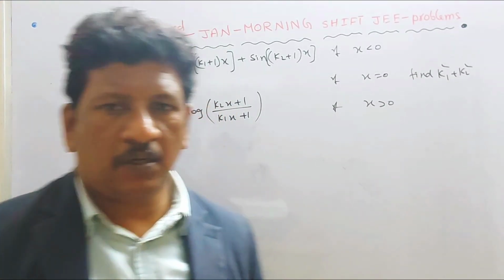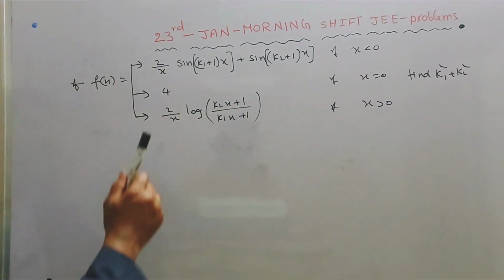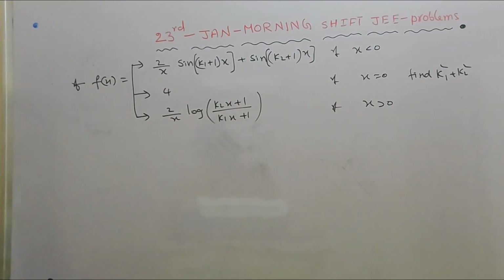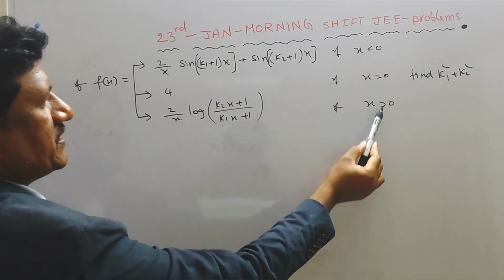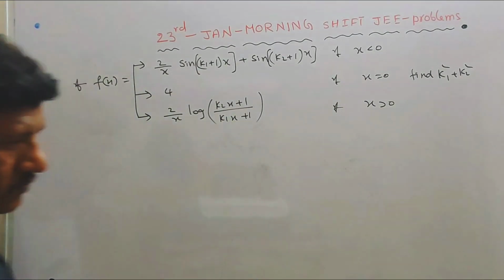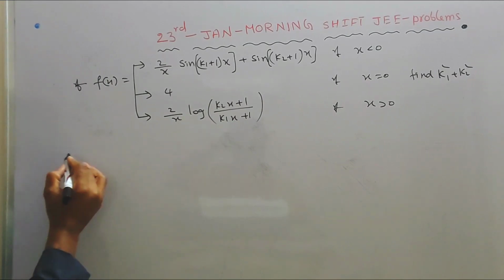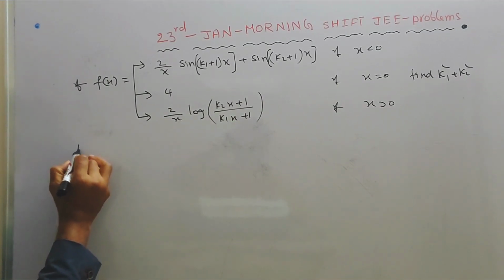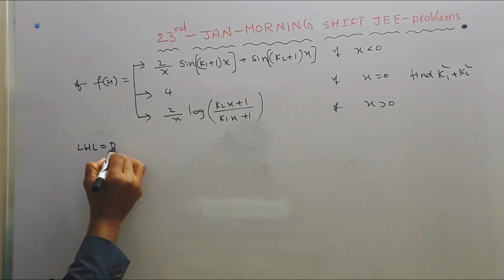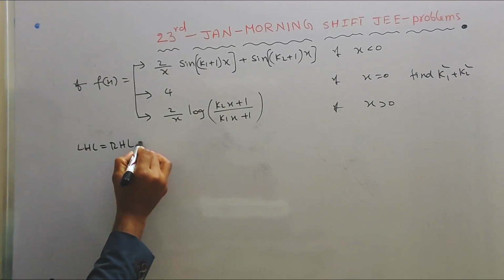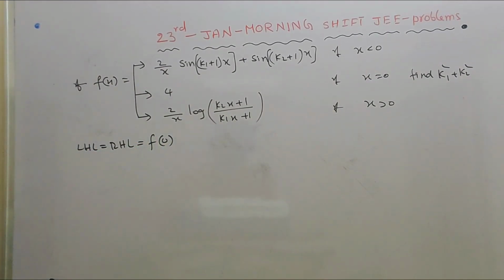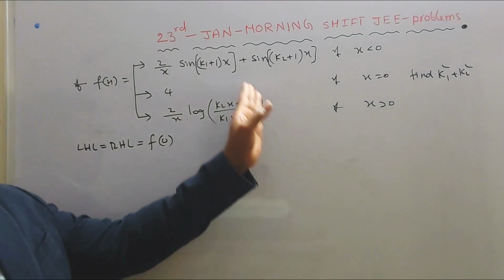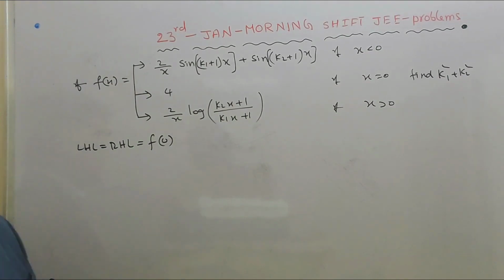Yes, students, now you are seeing one more question, which is from the continuity chapter. In this problem, we are saying x less than 0, x greater than 0 and x equal to 0. Then in this problem, we should use the condition: LHL, left hand limit, is equal to RHL, right hand limit, is equal to f of 0. Okay, so they already said in this problem that all the functions are continuous at 0.